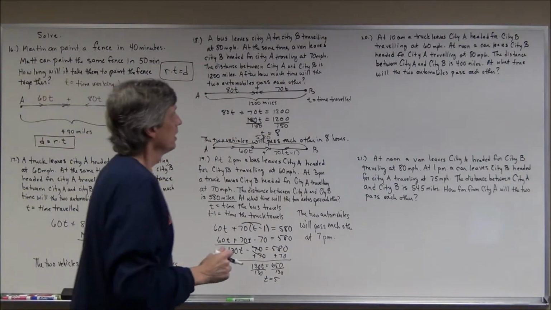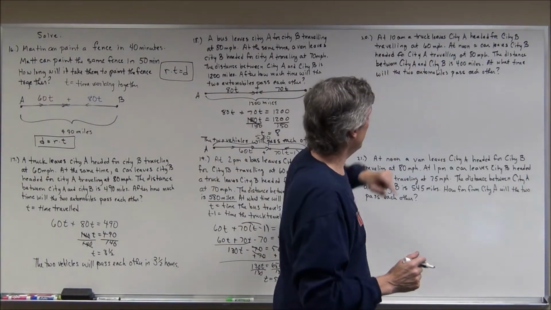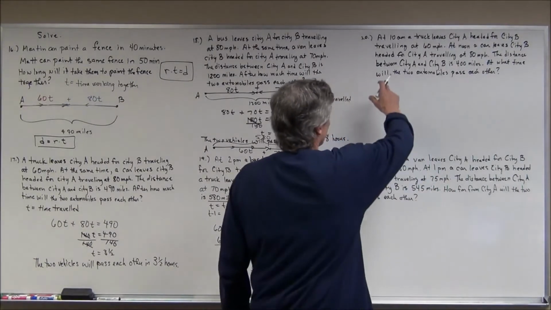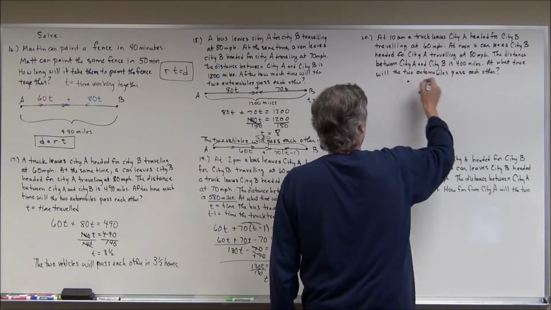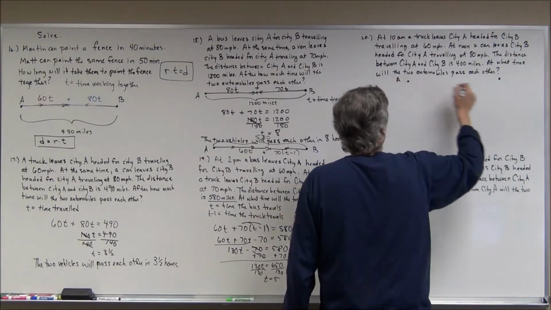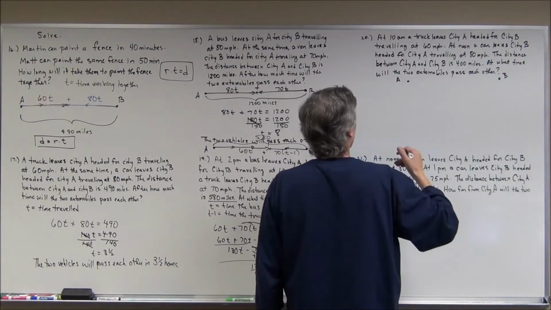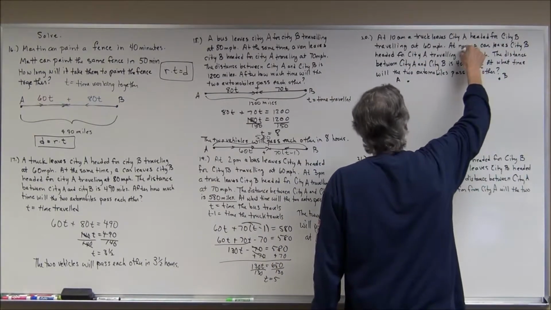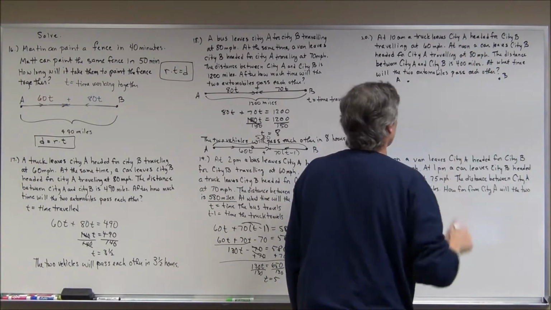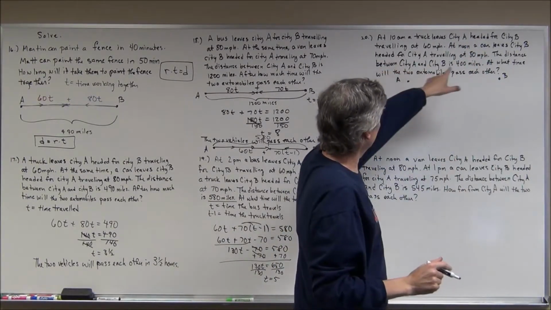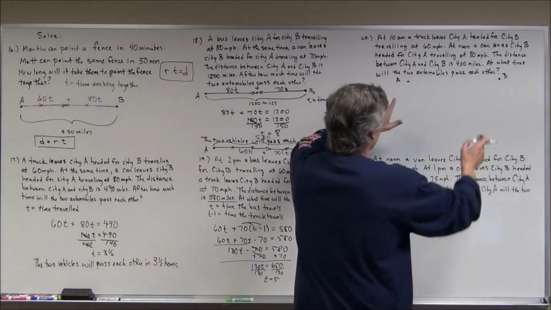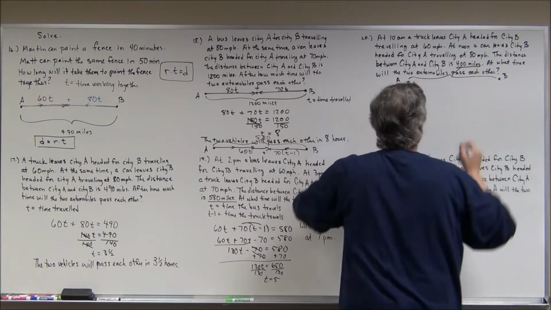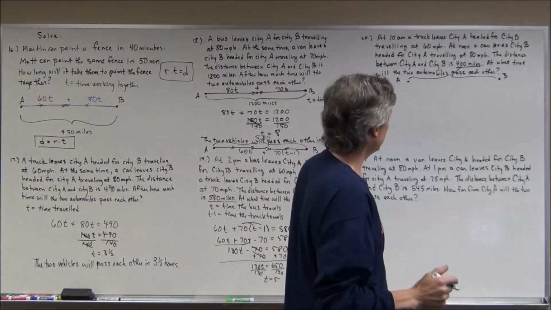Alright, so at 10 a.m. a truck leaves City A headed for City B traveling at 60 miles an hour. At noon a car leaves City B headed for City A traveling at 80 miles an hour. It's that same idea. Here's A, here's B, and they're traveling towards one another. It's just that this guy starts at 10, this guy starts at noon. That's 2 hours later instead of 1. The distance between the cities is 400 miles, so that's this distance here. At what time will the two automobiles pass each other?